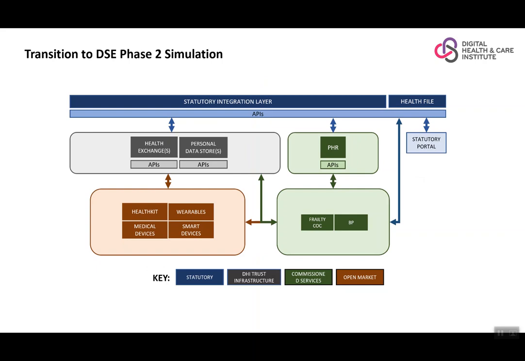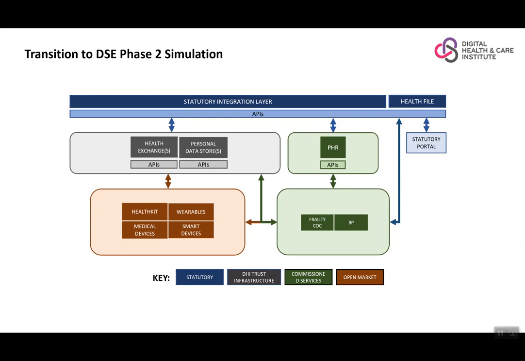A statutory integration layer; the trust infrastructure is the health exchange and the personal data store in the grey box. We've got the PHR, which is the care coordination, data aggregation tool, and some microservices for frailty and blood pressure, and then using some open market capabilities, some friendly and ubiquitous consumer technologies.